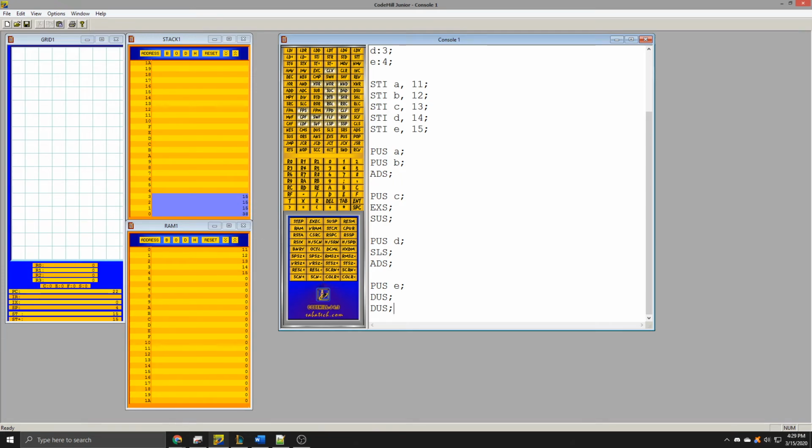Then I just need to add them up. And 15 plus 15 is 30. So 30 plus 15 will be 45. So that is E times 3 right there.